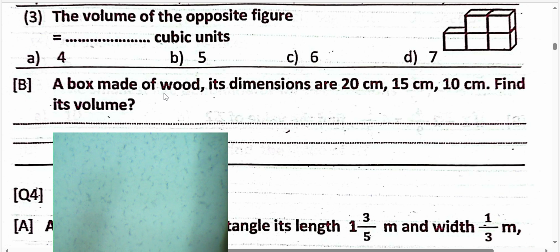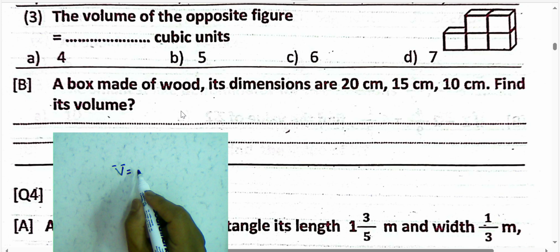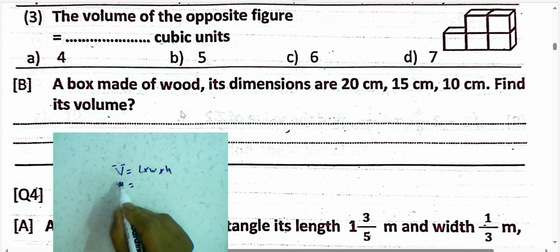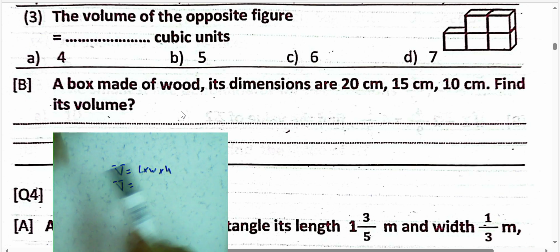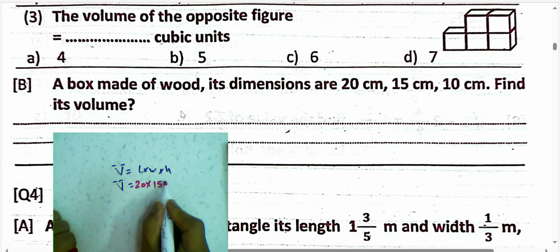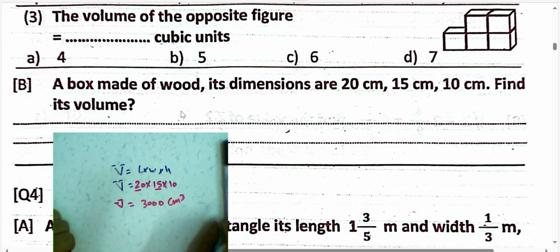Question letter B. A box made of wood. Its dimensions are 20 cm, 15 cm, 10 cm. Find its volume. We know we have a cuboid. The volume of the box will be length times width times height. The volume equals 20 times 15 times 10. Here that is 0, and 2 times 15 equals 30. The volume will be 3000 cubic centimeters.